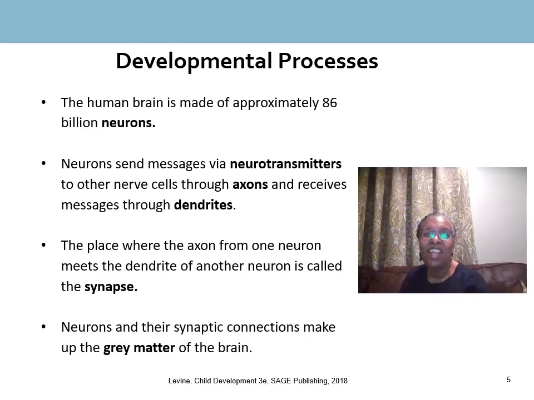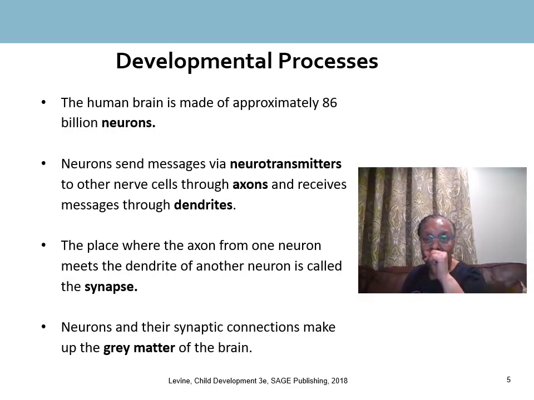neurons. Each nerve cell sends a message through special chemicals called neurotransmitters, and it communicates to other nerve cells through extensions called axons, and takes in messages through receptors that are dendrites. The place where the axon of one neuron meets the dendrite of another neuron, the space in between, would be the synapse.